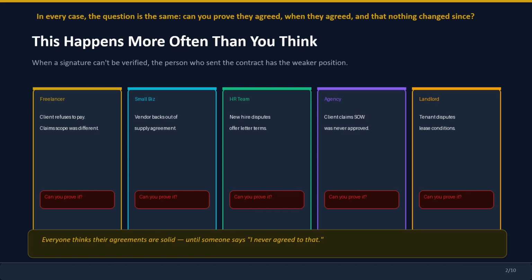You are in HR. You sent an offer letter. The new hire starts, then disputes the compensation or the role. The offer letter was supposed to be your agreement. You are an agency. Your client says the statement of work was never finalized, even though they signed it. And there are many more examples. So, what can you do to make sure that your agreements are foolproof?